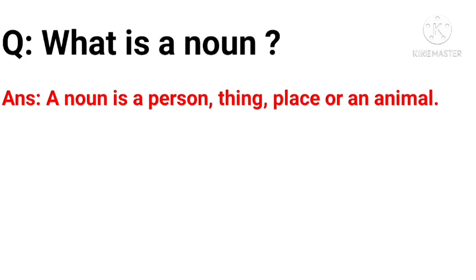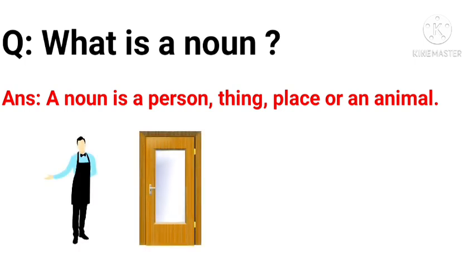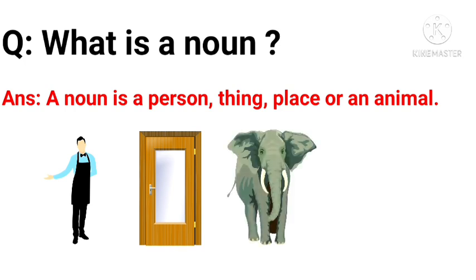Look at these examples. A person is a noun. A door is a noun, or anything. An elephant is a noun. That means a person, thing, place, or an animal. These are nouns.